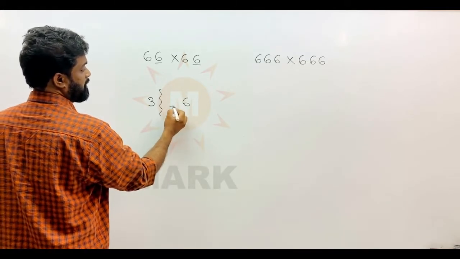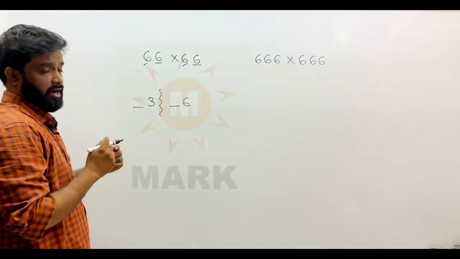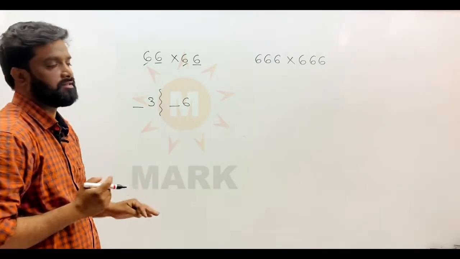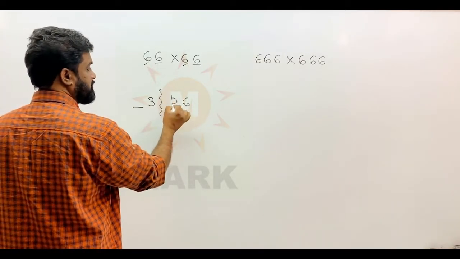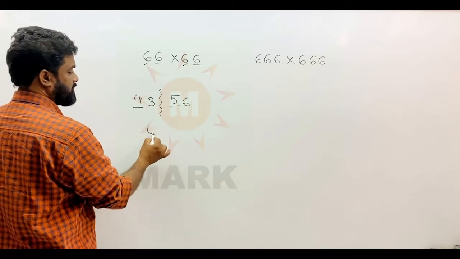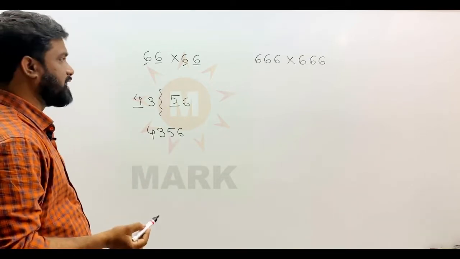I am writing one slot here and one slot here because one number is pending, and right now we are dealing with an equal number of 6's in both cases. So in this part you write one number less, that is 5, and in this part you write one number more, that is 4. So your answer will be 4356. You can check on your calculator if you want.